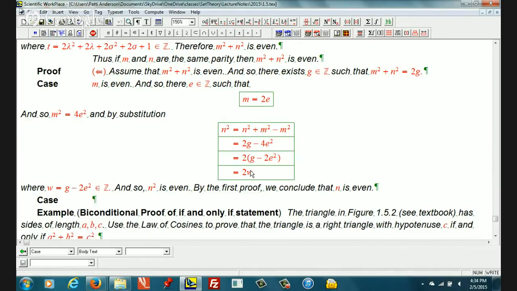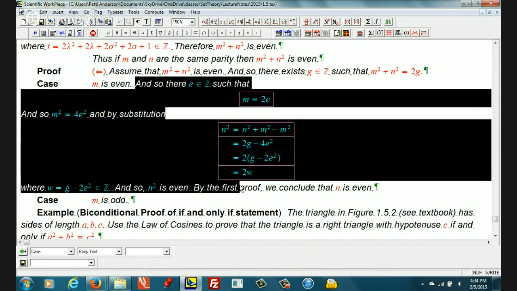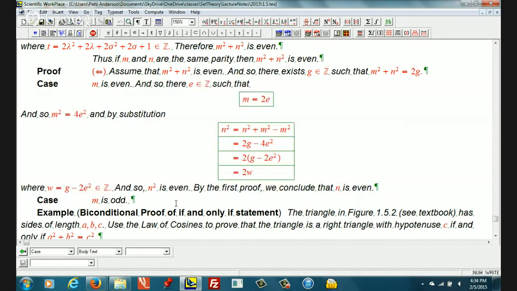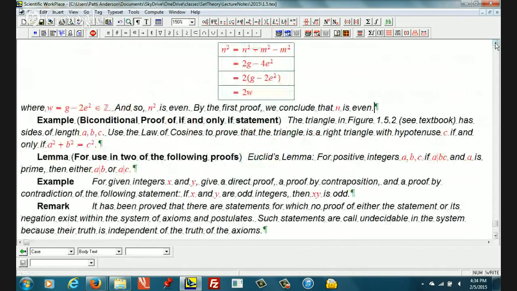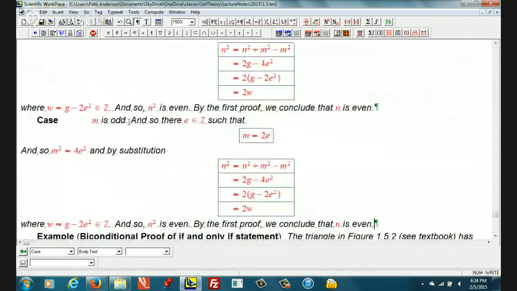Now, the second case, what is this one going to be? That n is odd. Can we copy and paste? Do you think we can make it through all of that and change it appropriately? Sure, we'll try it. I'm tired of typing. So if m is odd, there exists an e in the integers, so that would be 2e plus 1, right? Well, we can reuse our variables. We don't have to name them new things.